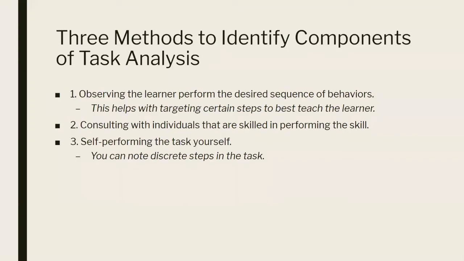The three methods to identify components of task analysis are observing the learner perform the desired sequence of behaviors, consulting with individuals that are skilled in performing the skill, and self-performing the task. When observing the learner, this helps in targeting certain steps to best teach the learner. You should always consult with others who may have more experience in teaching that skill or performing the targeted skill. Self-performing the task can help you note discrete steps within the task.